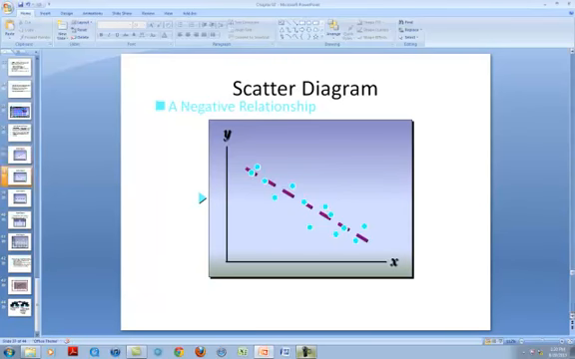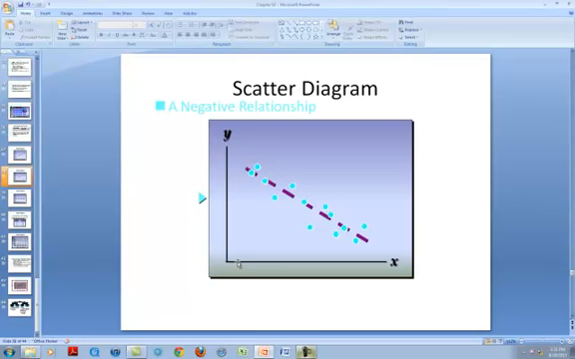This is what's called a negative relationship. As x increases, y falls. Alternatively, as y increases, x falls. So this is a negative relationship shown in a scatter diagram.